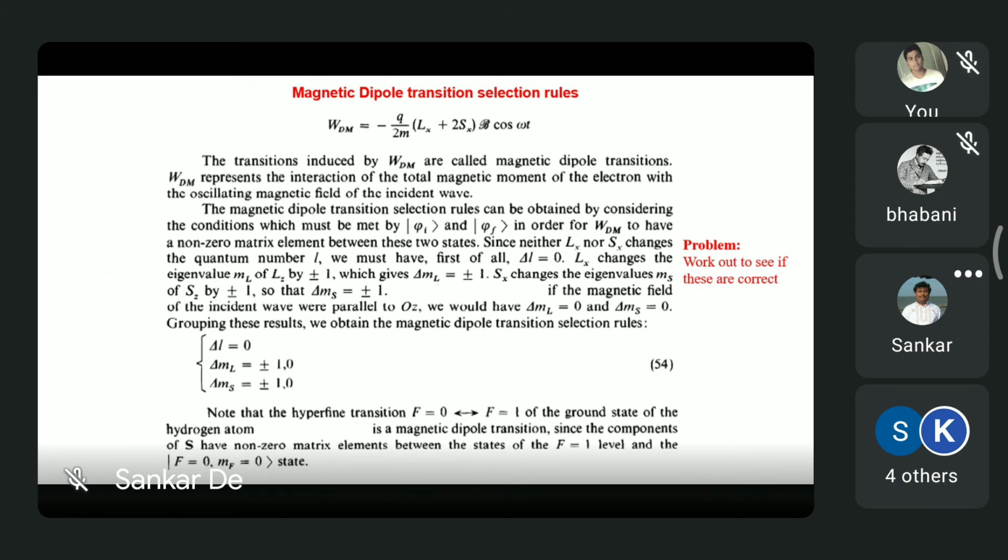And here the first condition is that Lx and Sx do not change the quantum number. So we should have the first rule as delta L equal to 0. I think this can be worked out by ladder operators. Have you checked it?